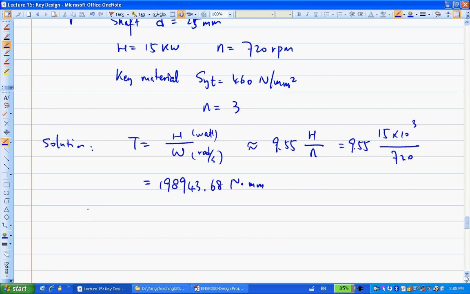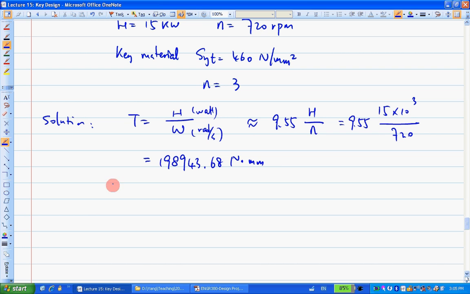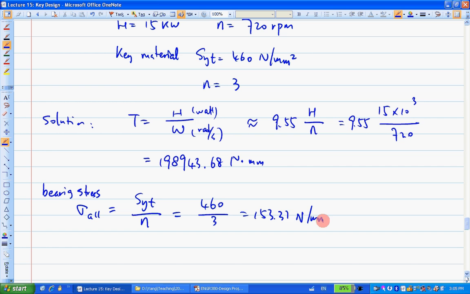We decided to choose a square key. If I choose the square key, we don't need to calculate the direction; we just have to calculate the bearing stress. Let's call the bearing stress sigma c, and the allowable one sigma allowable. The allowable bearing stress is SYT over the safety factor N, which equals 460 over 3. That's the allowable one here. Now let's calculate the length of the key.